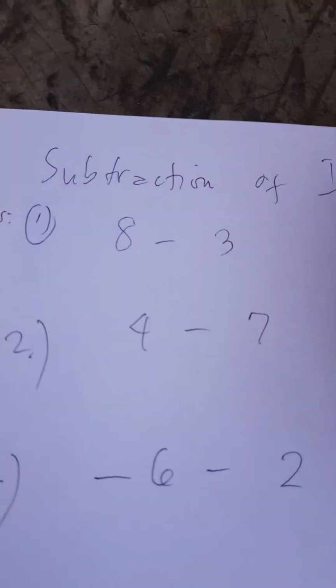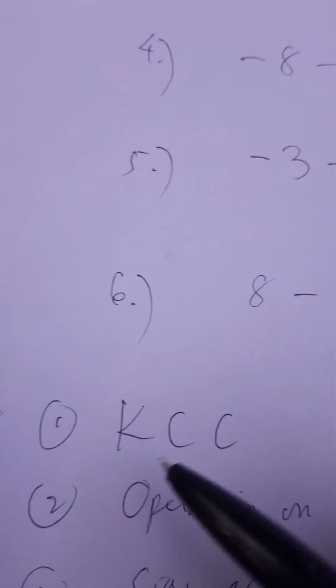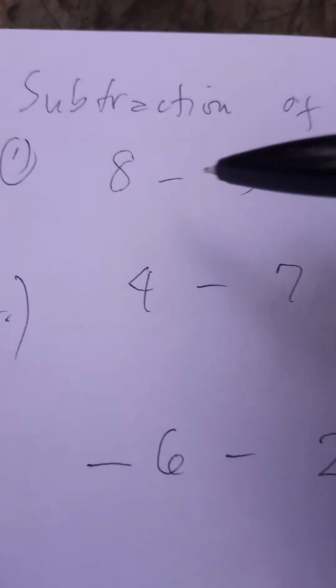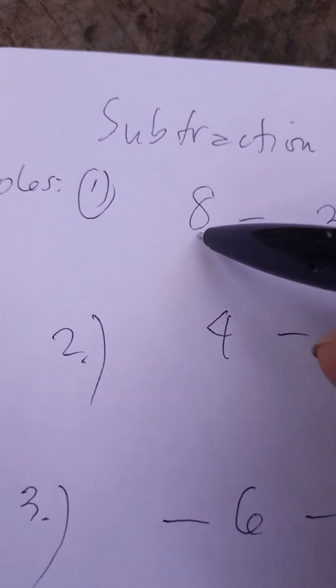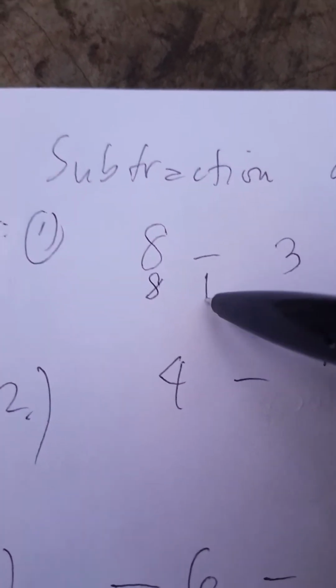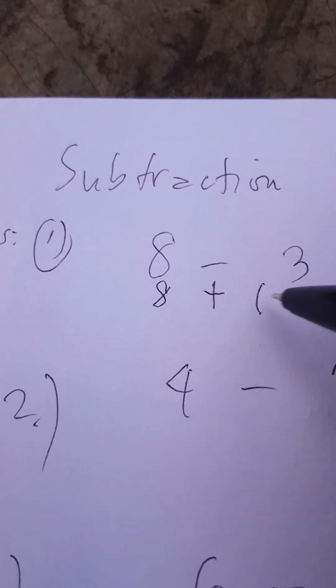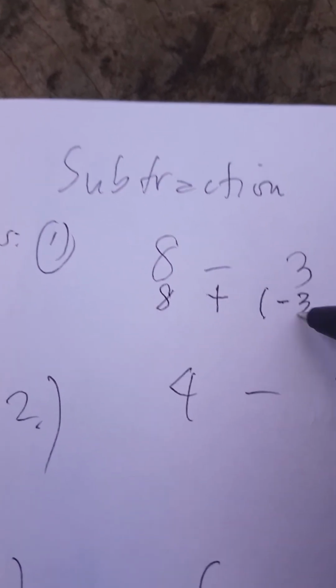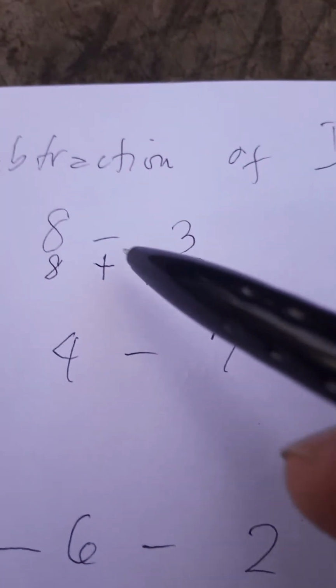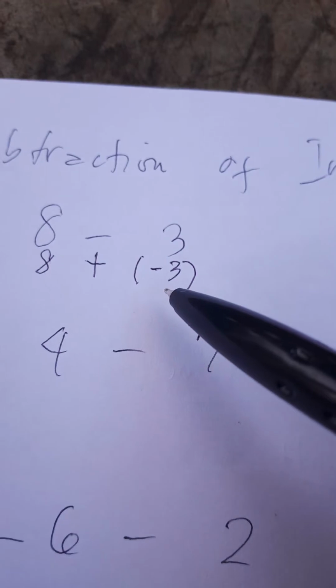Number 1, the problem is 8 minus 3. Step 1, the key is KCC. Keep, change, change. So we keep 8. Then we change the subtraction to addition. Then we change the positive subtrahend into negative. So now the problem turns to an addition problem. So 8 plus negative 3.